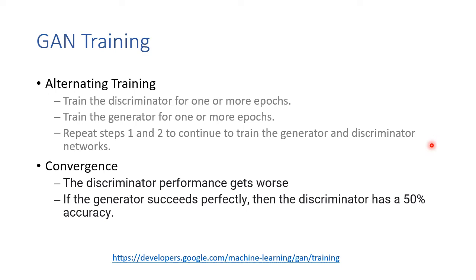So when is the training converged? The training is converged if the discriminator performance gets worse, because the performance of the generator becomes better and generates more realistic fake data, so the discriminator performance gets worse. So if the generator succeeds perfectly, then the discriminator will achieve 50% accuracy. This is because it's like guessing between real or fake. So when the discriminator has 50% accuracy, then the generator has succeeded perfectly.